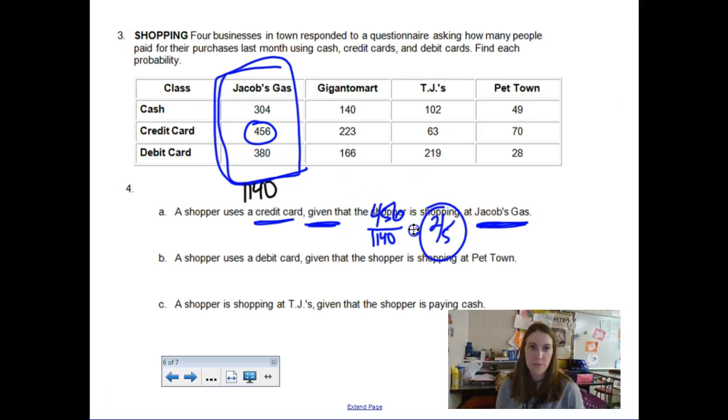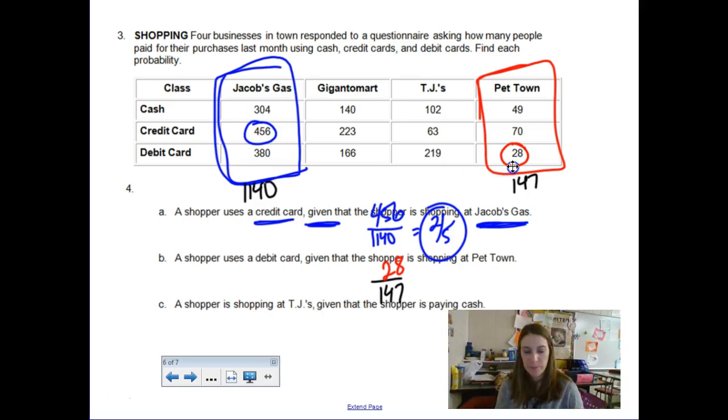Okay, next question. A shopper uses a debit card given that they're at Pet Town. So this time we're only allowed to look at Pet Town, which I still need to total. 49 plus 70 plus 28. 147. So out of those 147 people, how many are using a debit card? That would be the 28. I don't really know if that reduces, but we'll find out. I don't think so. Oh, it does. 4 over 21.